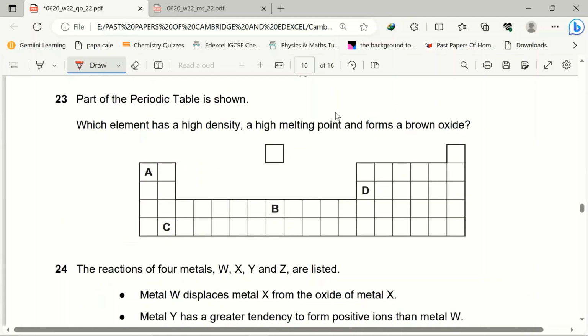Part of the periodic table is shown. Question number 23. Which element has a high density, high melting point, and forms a brown oxide? So it should have a very high melting point and high density, and it can form a brown oxide. Since it is a transition metal, we know they form colorful compounds. So a brown oxide is possible from the transition metal B.